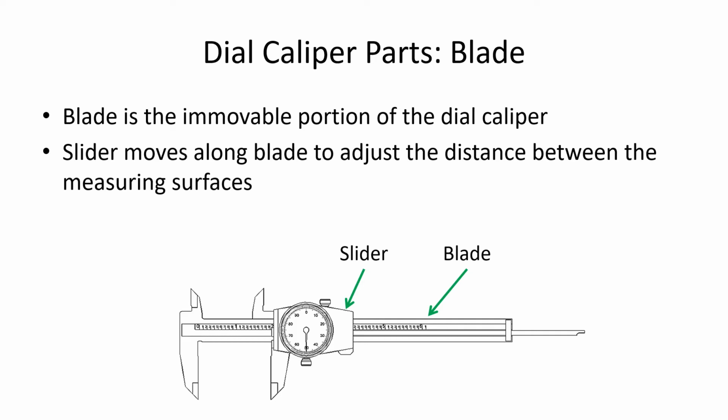Again, the measuring surfaces are outside, inside, step from here to here, and the fourth measuring surface is the depth from here to here. So you have those four different pairs, and the distance between each of those surfaces is the same. So this distance is the same as this distance, is the same as this distance, is the same as this distance. When you read the measurement, you're reading the measurement for all four of those at the same time. But the way you position your dial caliper is how you take the different types of measurements.